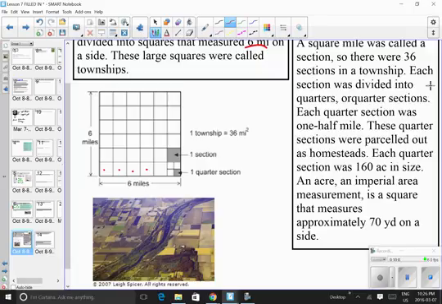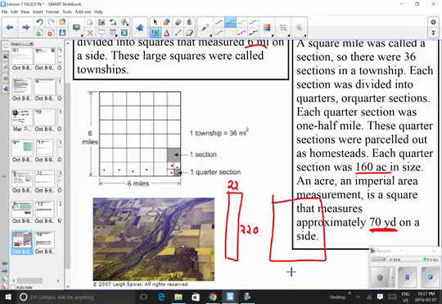Each section was divided into quarters, or quarter sections, which are these. So each one of these would have 4. Now these quarter sections were parceled out as homesteads. Each of these quarters, so each one of these smaller ones, was 160 acres in size. Now, if you were to take that acre, which we said was a rectangle, and if you were to draw it as a square, it would be approximately 70 yards on each side. So it could be this long rectangle, which was 22 by 220, or that's about the same as a square that is 70 yards by 70 yards.